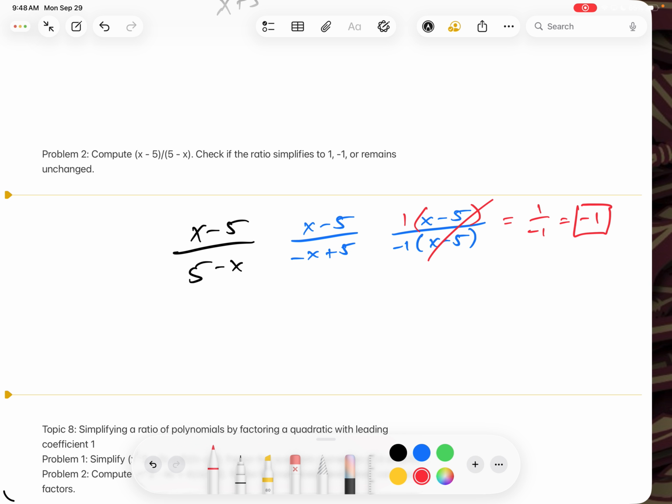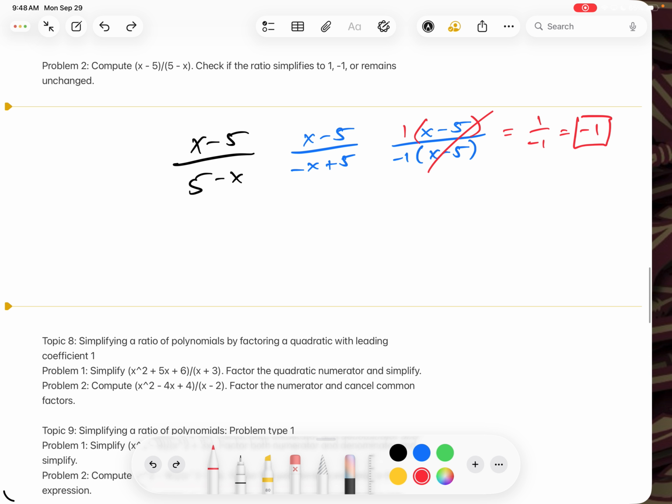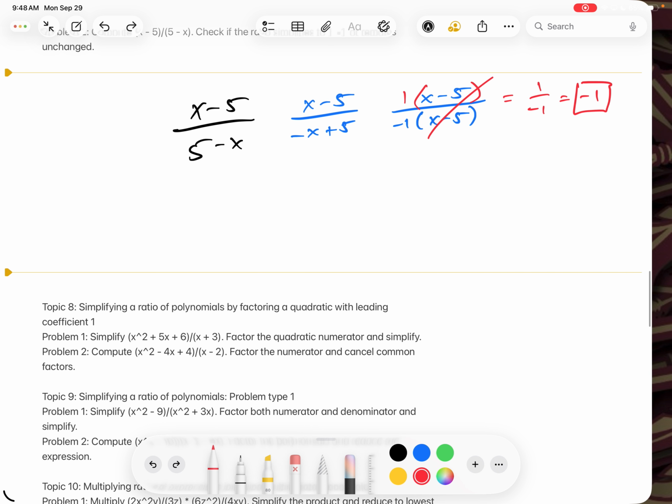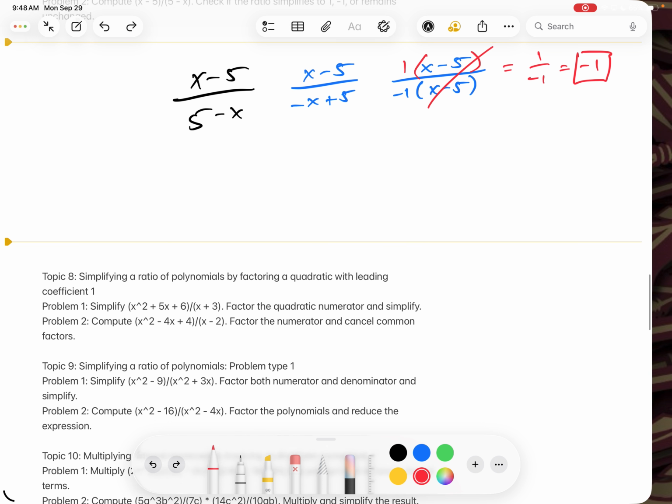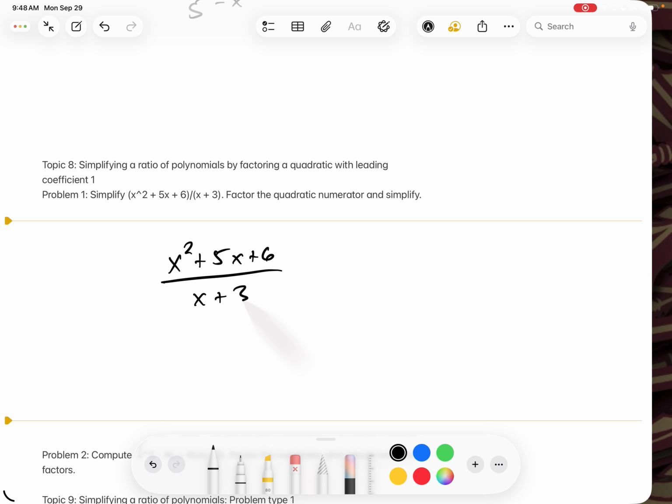So anytime something looks close, or there's just a negative, like this is positive and this is negative, you do pull out a negative. And that makes life a little bit easier, and usually something will cancel out. So we're going through all the basics of the different ways to simplify these right now, and then we're going to put them all together.